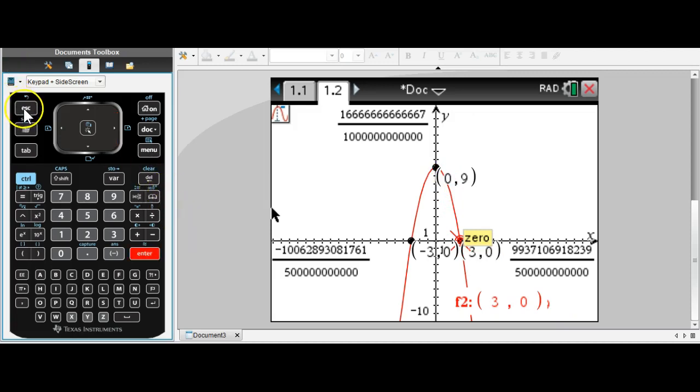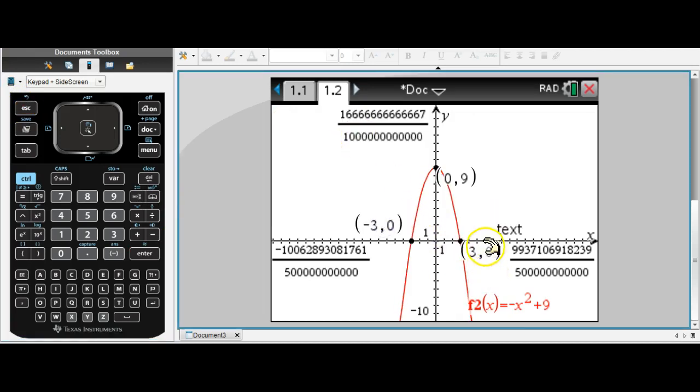So again, we press escape to get rid of the graph trace. I can clearly see the 3 important points for this quadratic function. Now, obviously, this is a negative quadratic, which means the turning point is going to be a maximum.